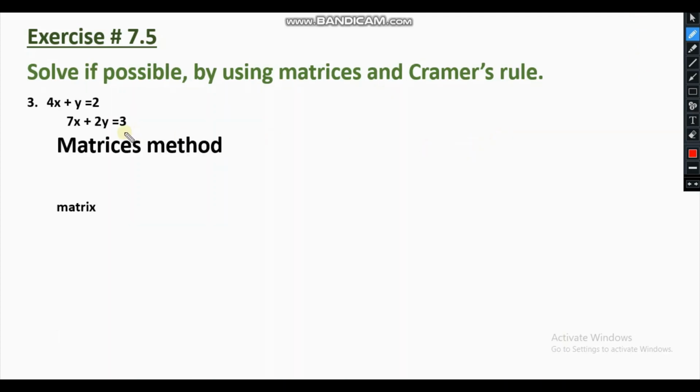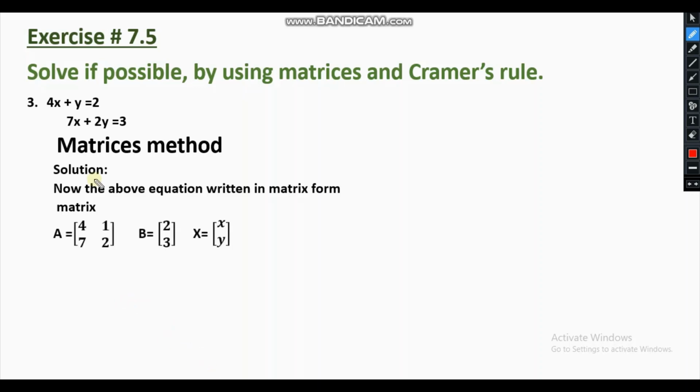Now question number 3: 4x plus y is equal to 2 and 7x plus 2y is equal to 3. First we will find the values of x and y by the matrix method. Solve the above equations by writing them in matrix form. Again, we can write both equations in matrix form.